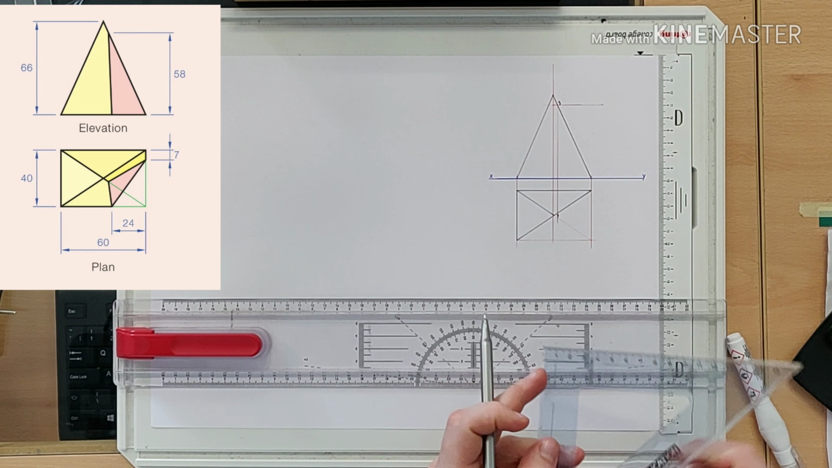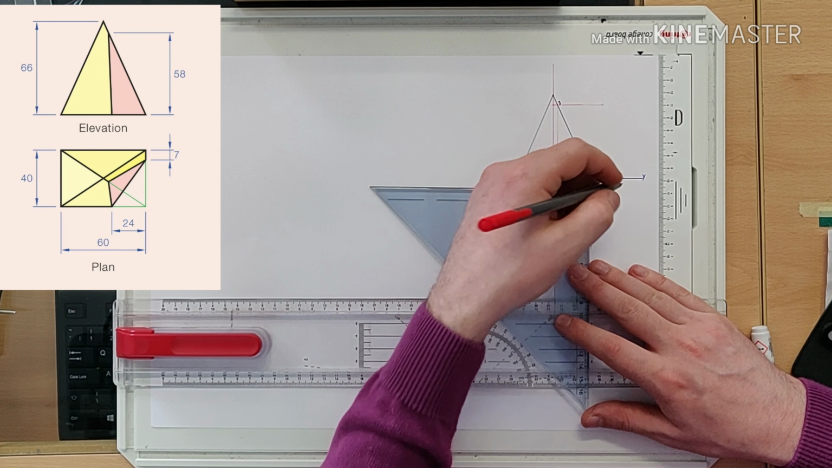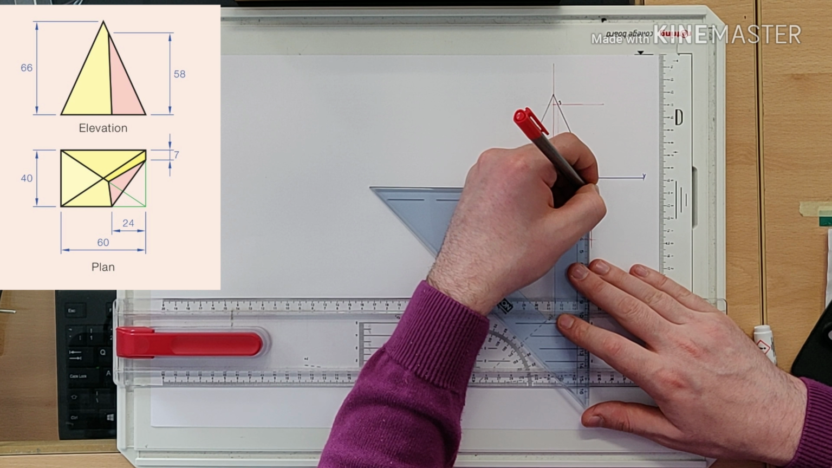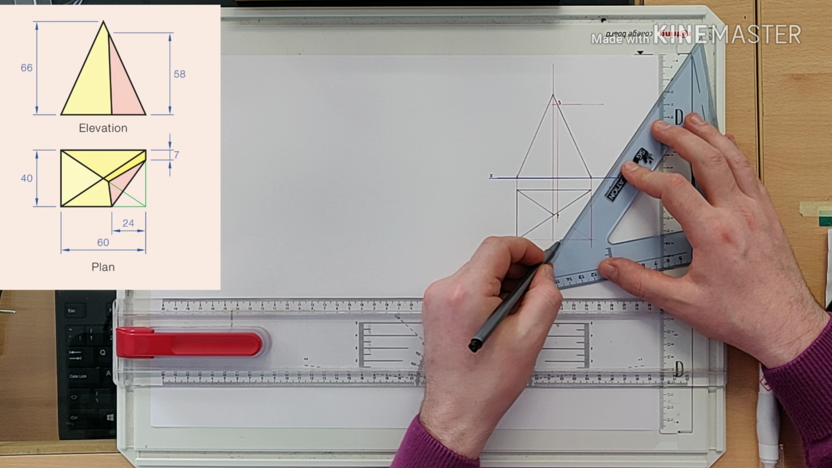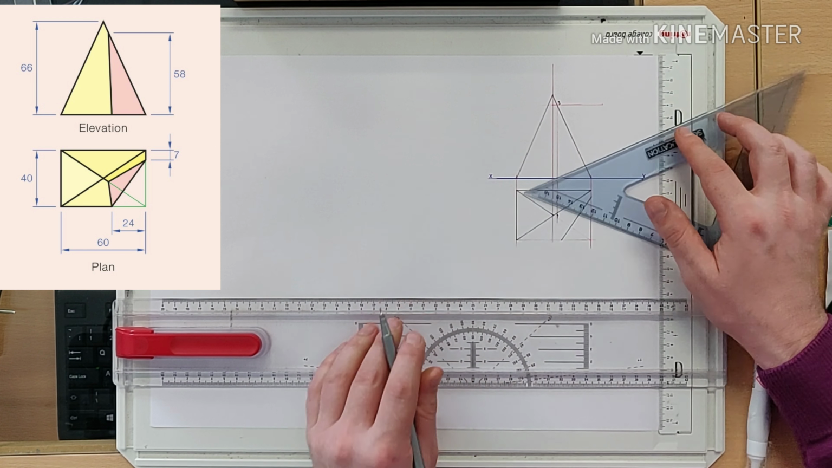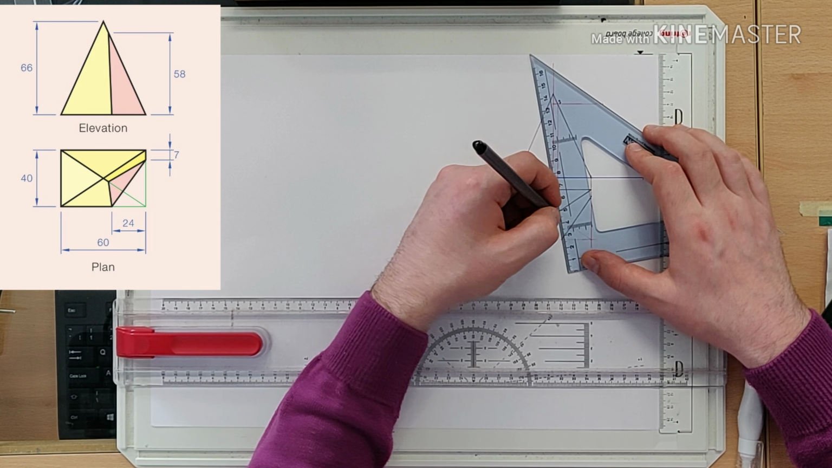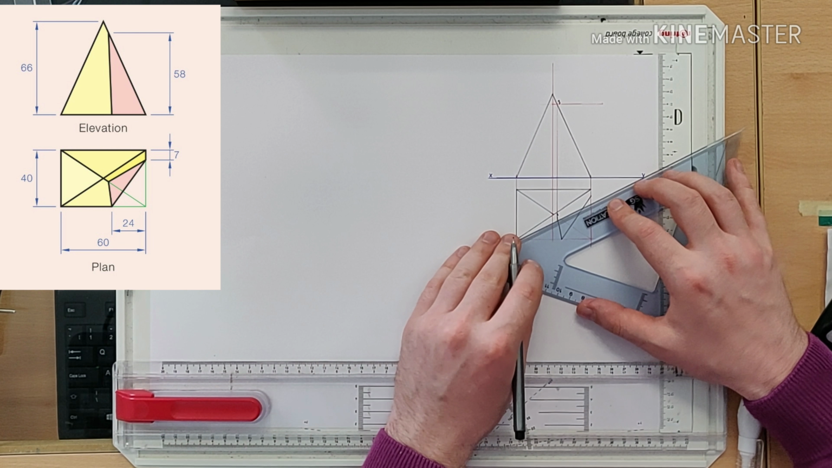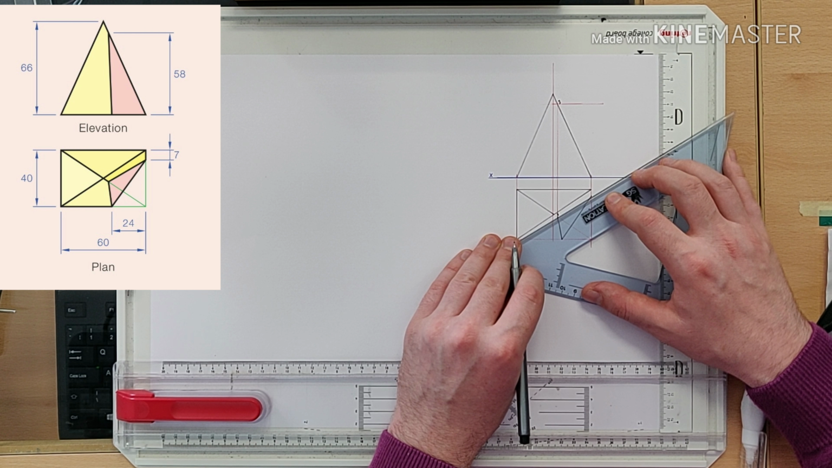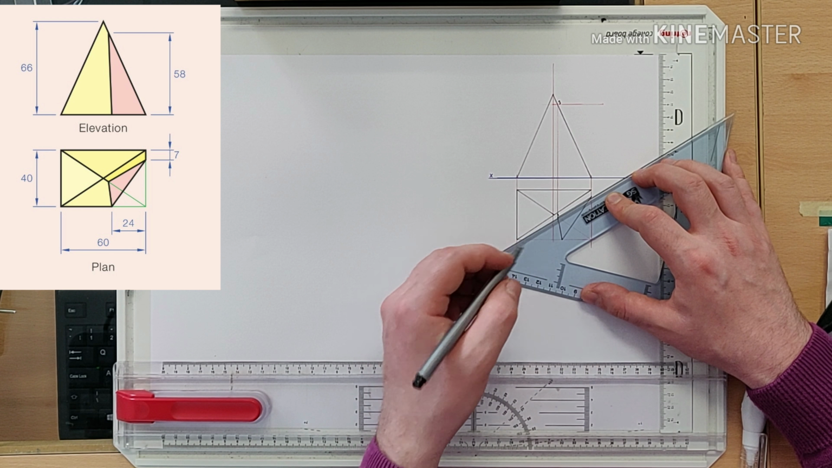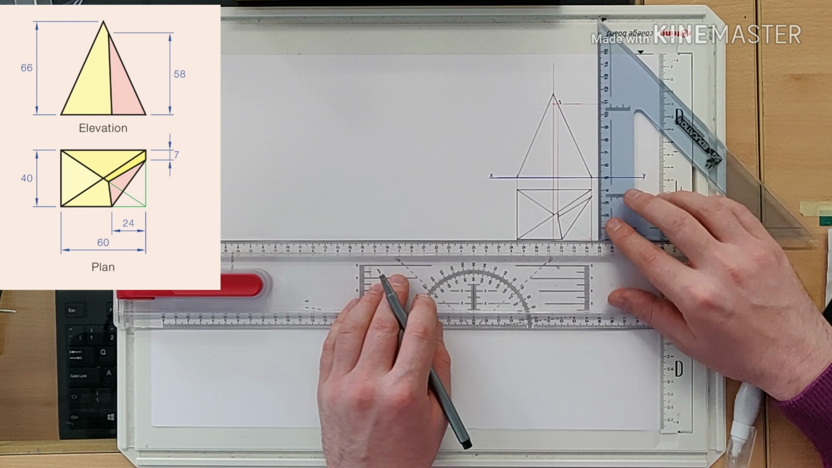So I'm going to label that as point 3, and I'm going to measure in 24 and down 7 on the plan to find the other 2 points that belong to that section cut, and I'm going to join those to number 3, like so. And now I can put in the rest of the dark lines in my plan.